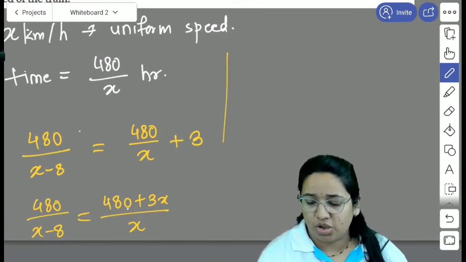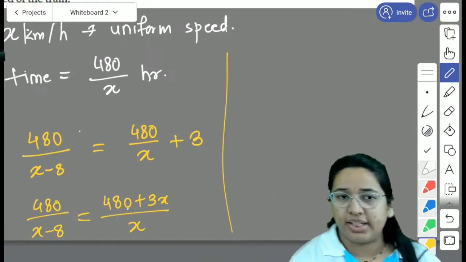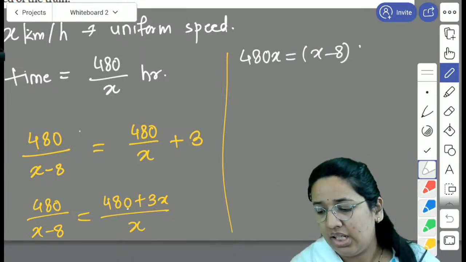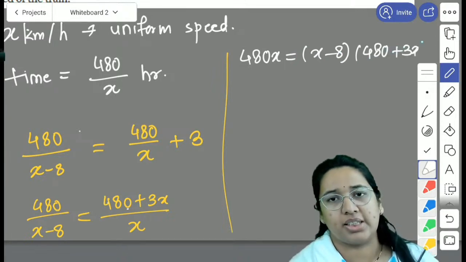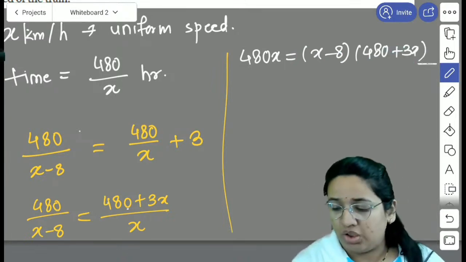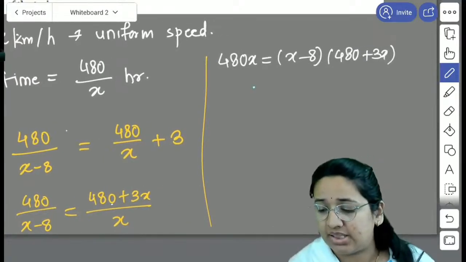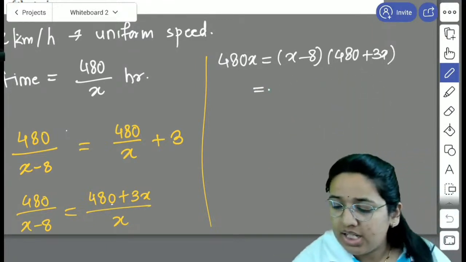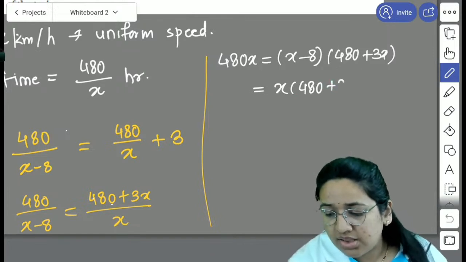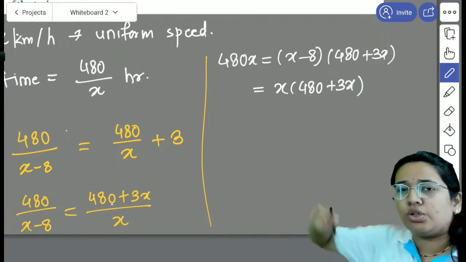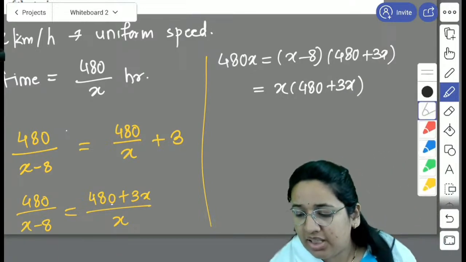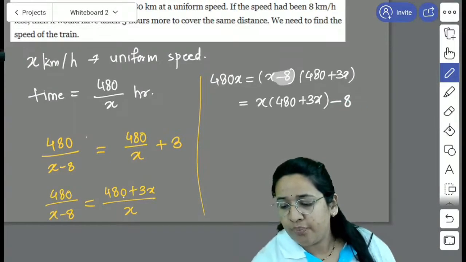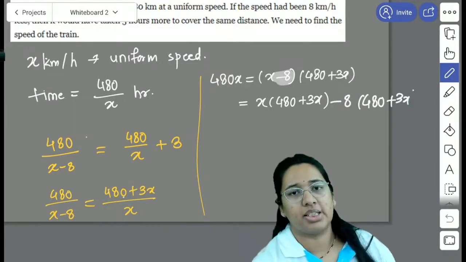If we consider the cross multiplication here, then you will get 480 times x is equal to (x minus 8) into (480 plus 3x). So obviously the left side will be as it is. If we simplify the right side, that is x into the whole second bracket, the first term from the first bracket into the whole second bracket, then the remaining part from the first bracket, which is nothing but minus 8 into (480 plus 3x). That's it.